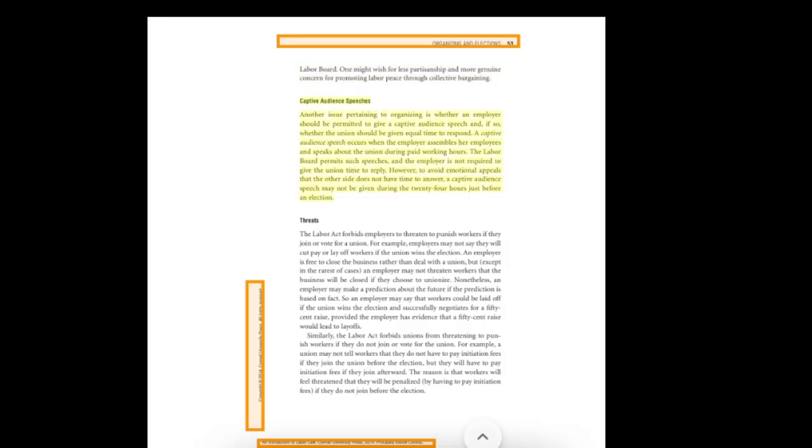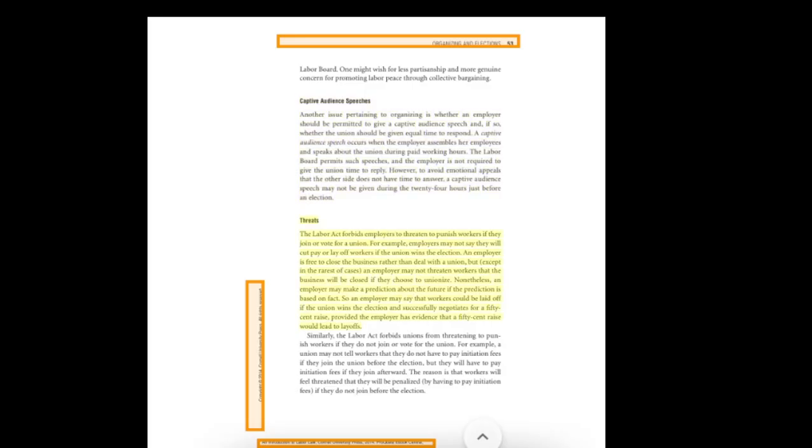Captive audience speeches. Another issue pertaining to organizing is whether an employer should be permitted to give a captive audience speech and, if so, whether the union should be given equal time to respond. A captive audience speech occurs when the employer assembles her employees and speaks about the union during paid working hours. The Labor Board permits such speeches, and the employer is not required to give the union time to reply. However, to avoid emotional appeals that the other side does not have time to answer, a captive audience speech may not be given during the 24 hours just before an election.